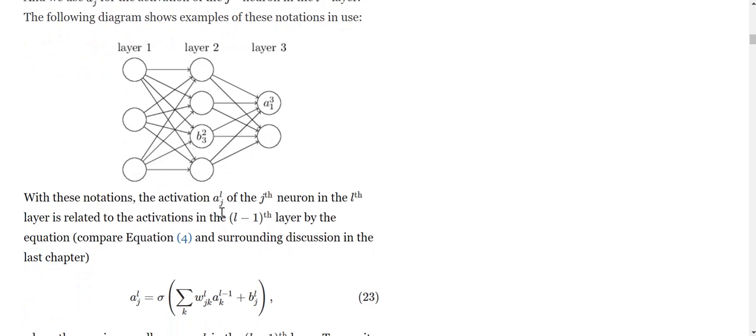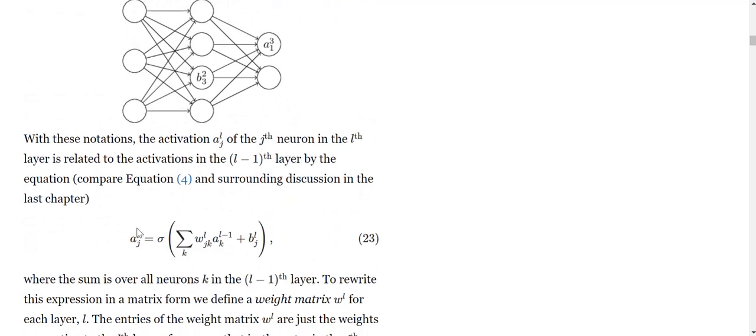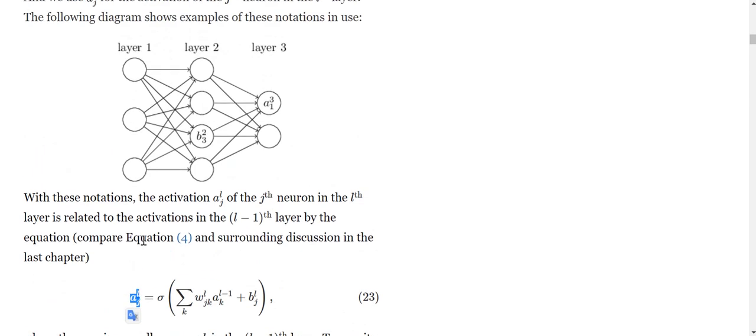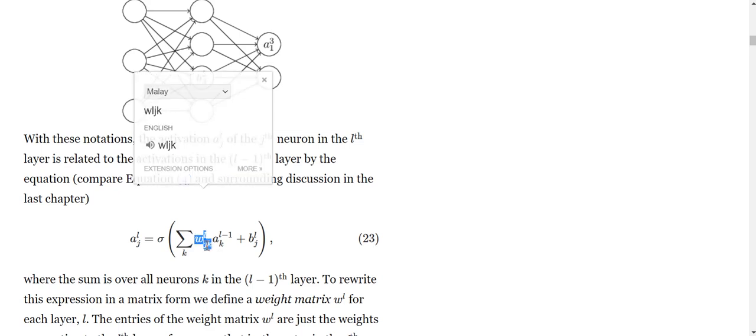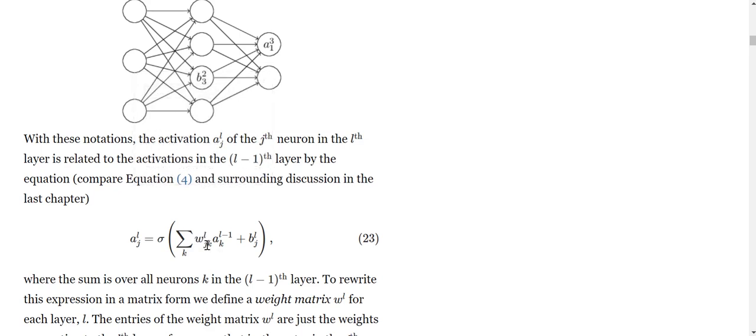With these notations, the activation a_j^l of the jth neuron in the lth layer is related to the activations in the (l-1)th layer by the equation. Okay, so this is easy to grasp. This is the activation of the jth neuron in the lth layer, and this is sigmoid, just the activation function. And inside it, you have the weights which are connecting it to the jth neuron. So for the different cases, you are going to sum over them and use the activations from the previous layer.